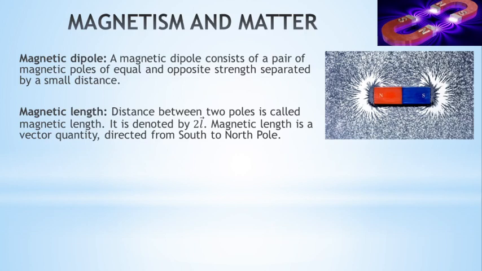Actually, length is a scalar quantity, as we have learnt in first PUC, but here we have treated length as a vector quantity and it has both magnitude and direction. The direction of magnetic length is from south pole to north pole.